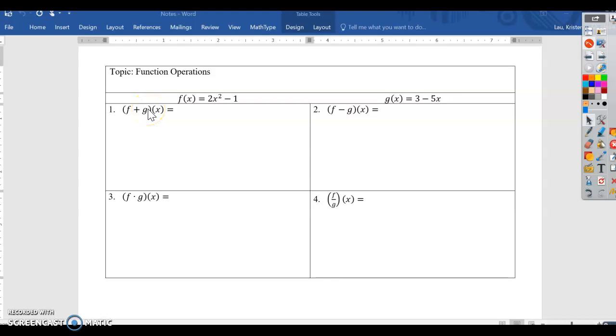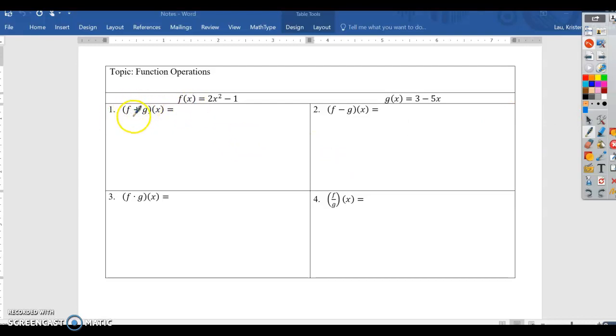Today's topic is function operations. So we're still dealing with functions. All we are going to do is basically operations, such as adding, subtracting, multiplying, and dividing. So that's all we're doing, is we're taking two functions and either adding them, subtracting them, multiplying them, or dividing them. So first things first, we have f plus g of x.